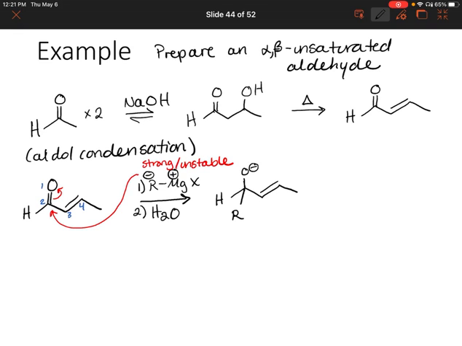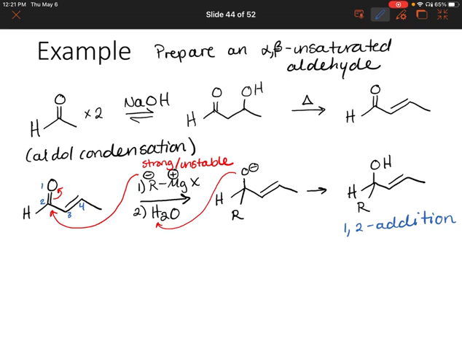Now, in the next step, the negatively charged oxygen is going to protonate itself. I'm just going to draw an arrow to water there. And we actually end up with an alcohol. In fact, this would be a secondary alcohol. So this is our 1,2 addition product. You might remember from a long time ago, we talked about 1,2 addition versus 1,4 addition.